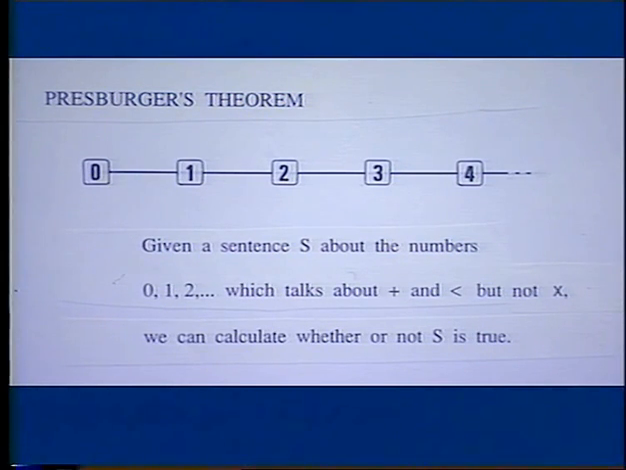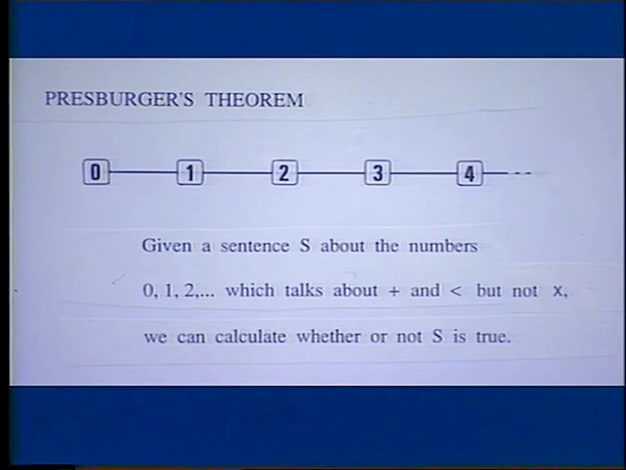What Presburger showed is that there is an algorithm for settling the truth of sentences about numbers, provided that the sentence doesn't ever use multiplication. It can use addition and it can use the less than relation, but not multiplication. This is actually rather a serious restriction. It means we can talk about x plus y, we can talk about 2x, because 2x is x plus x, but we can't talk about x squared because that's x times x. So it is a serious restriction.